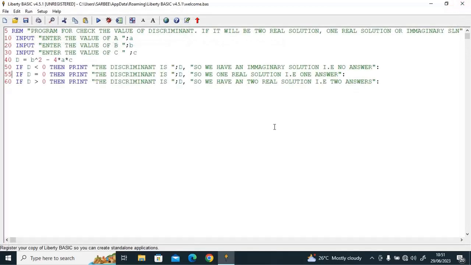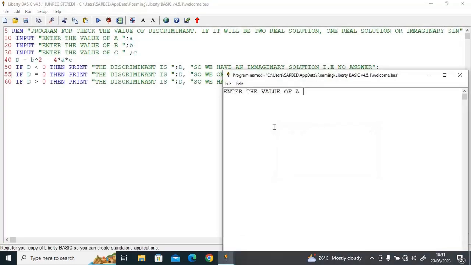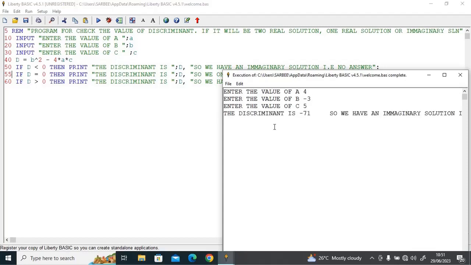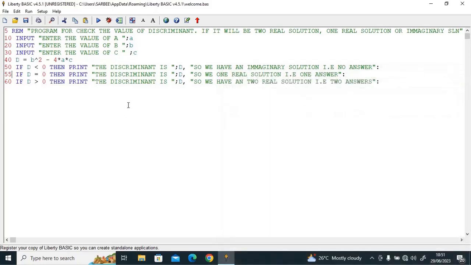So let me put another value. Let's say we have 4, and B, let's say is minus 3, and C, let's say C is 5. See, this one is minus 7, so we have an imaginary solution. So let me use another one. Let me say we have d equal to 0. So let me use B to be 4 and A and C to be 1, 1.